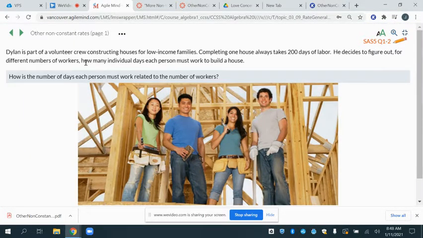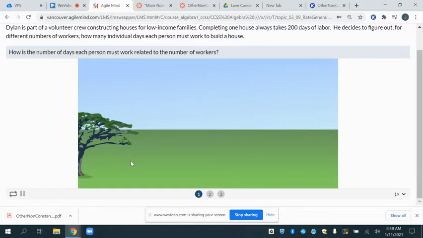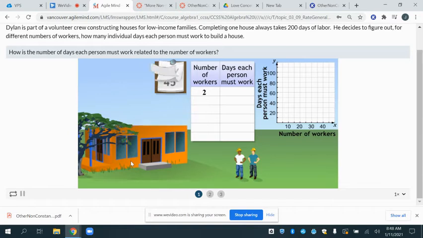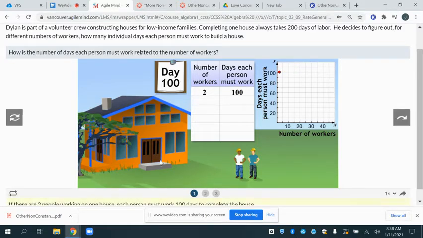So here we are. Dylan's part of a volunteer crew. Well, hey, that's exactly what it said in the question. Let's find out what they're talking about. So there's a house, and there are two people. Two people work for how many days to build this thing? It takes two people 100 days.